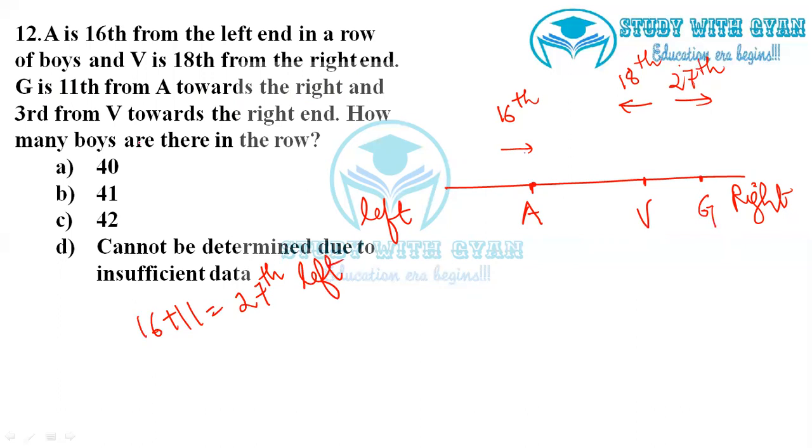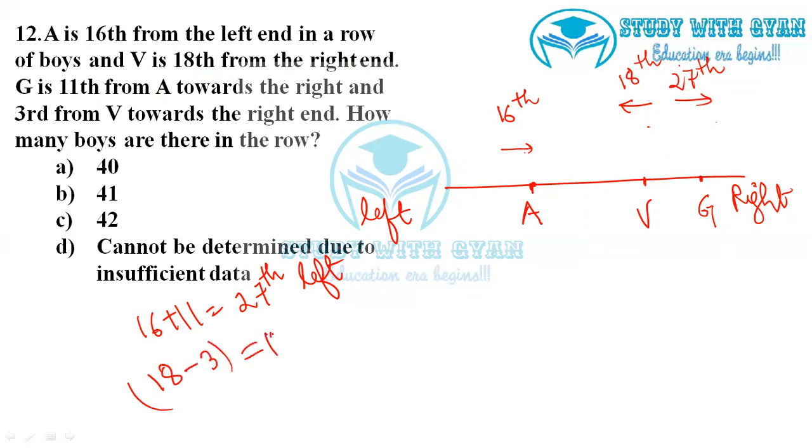And third from V towards the right end. Just a minute. V is 18th from the right end. G is 11th from A towards the right, and third from V towards the right. It means basically the 18th position is V from the right end, and G is third to the right of V.